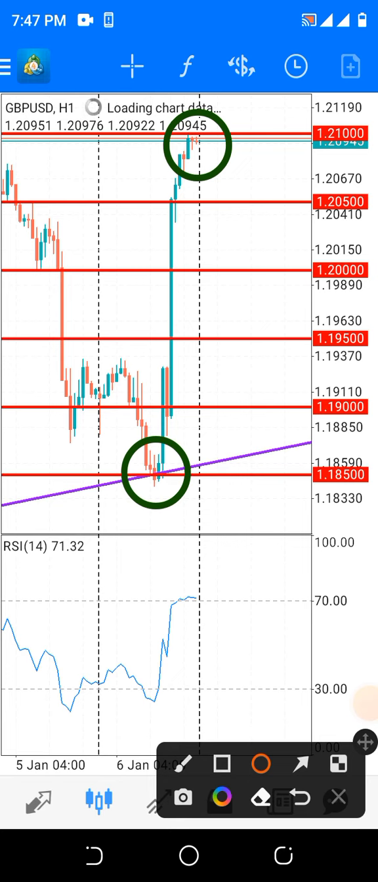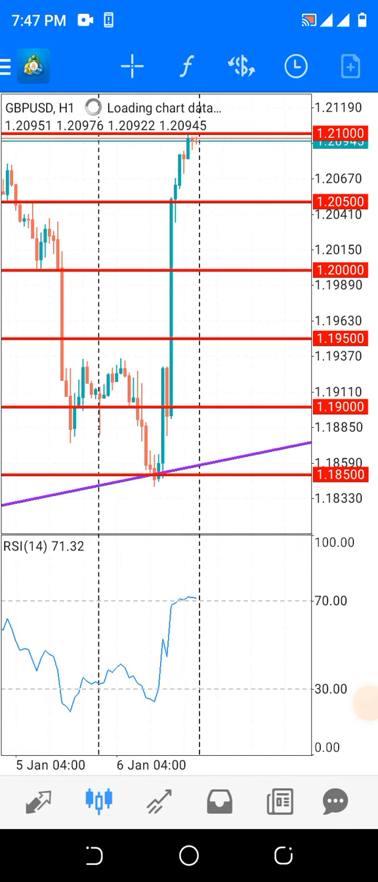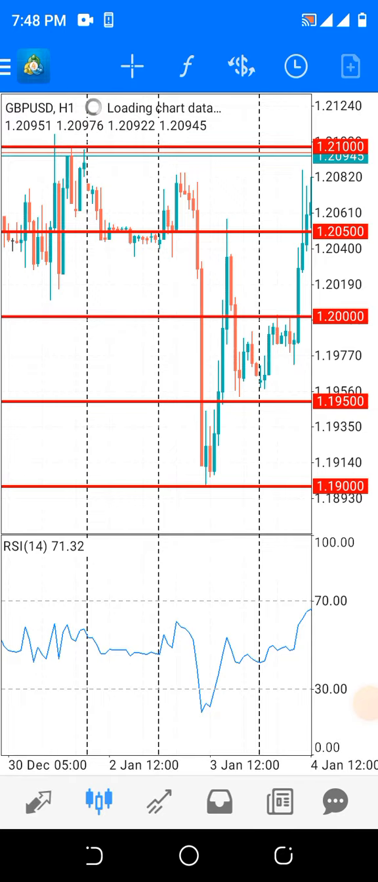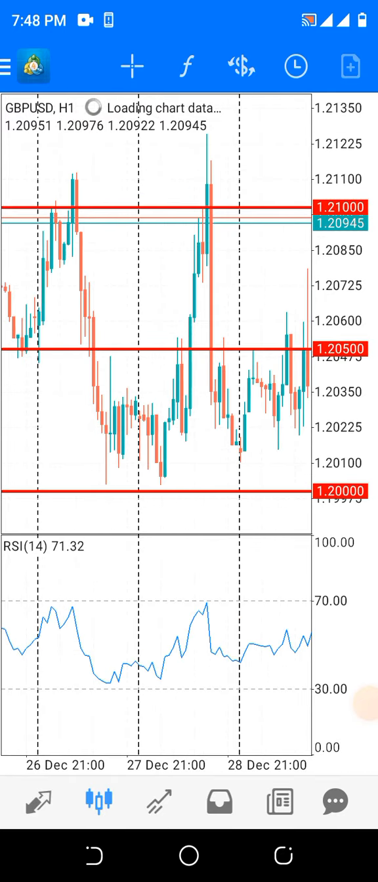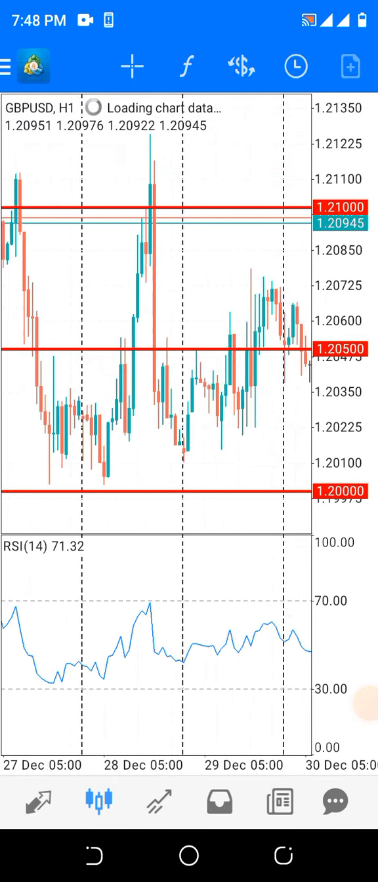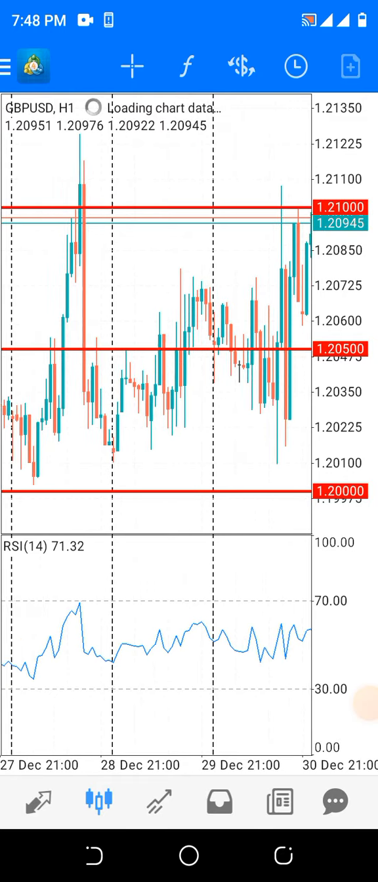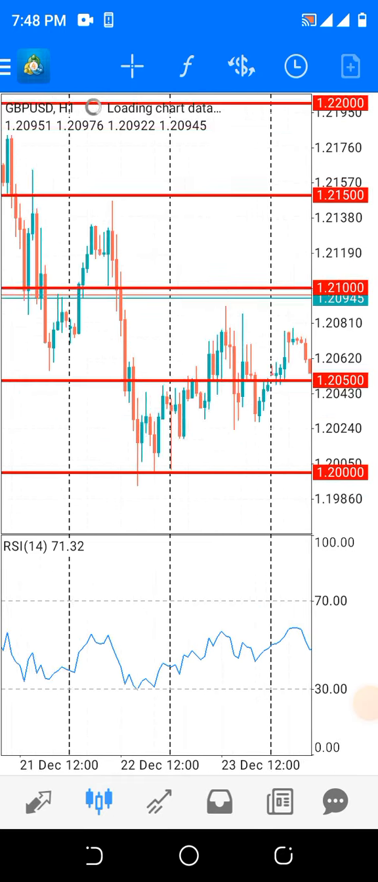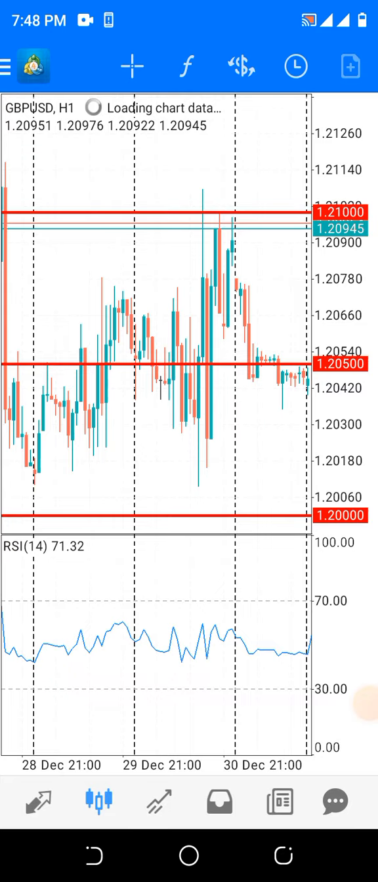Are you seeing it? So that is it. If you're able to understand this psychological level and you're able to draw it with a perfect trend line, then you'll be able to understand the market very, very well and follow suit.